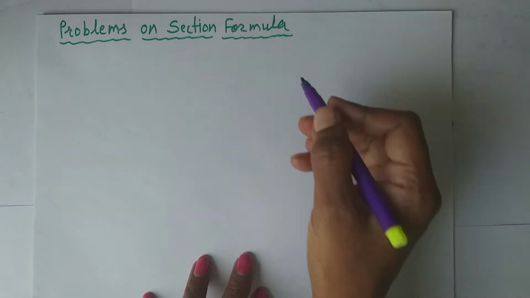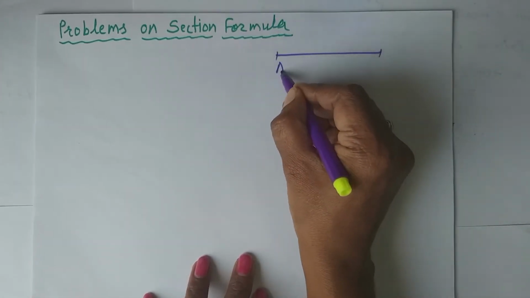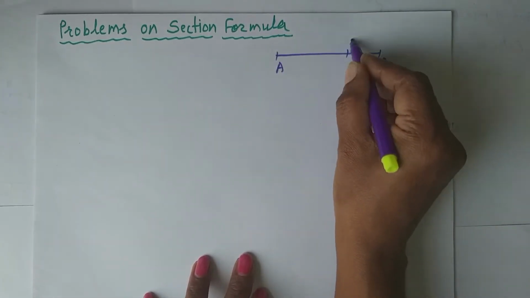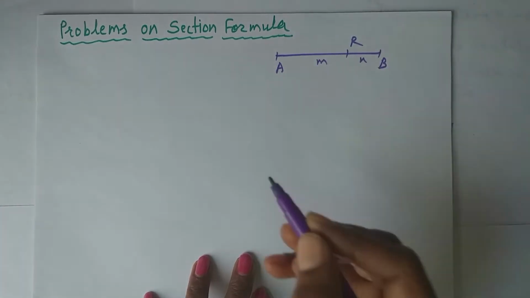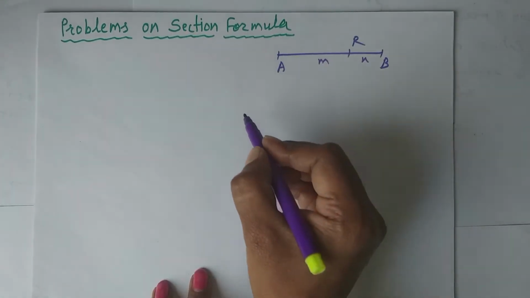Dear students, today we will see some problems on section formula. In our previous lecture, we derived the section formula. Let's revise that. Now, if AB is a line segment and R divides this AB internally in the ratio m is to n, then what is the section formula?